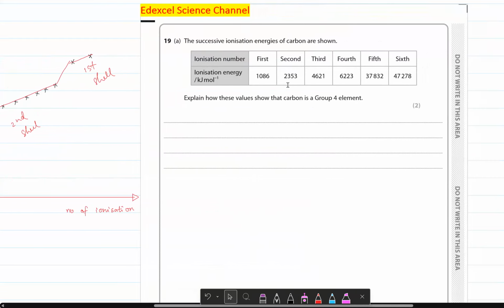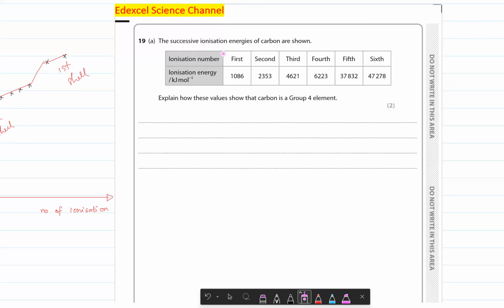So when they give you this chart, you have to see when there is a very high jump. From the first to the second, there is maybe like 1300. From here to here, it's like maybe 2000, something like that. From third to fourth, it is maybe like 2300, something like that. But from the fourth to the fifth jump, the change in ionization energy is over 31,000.